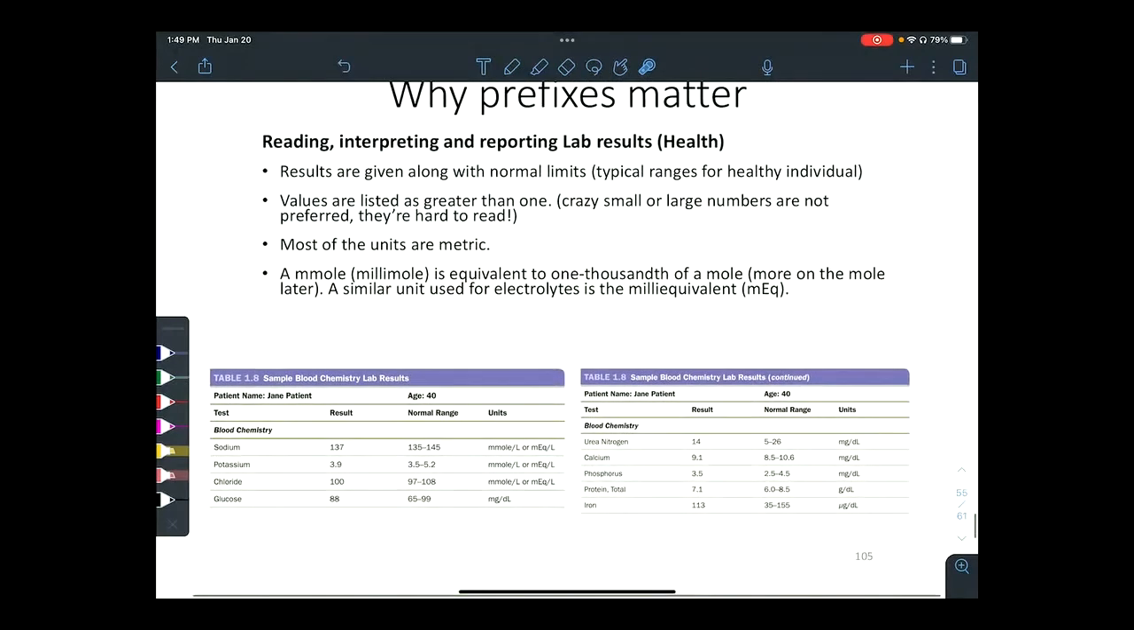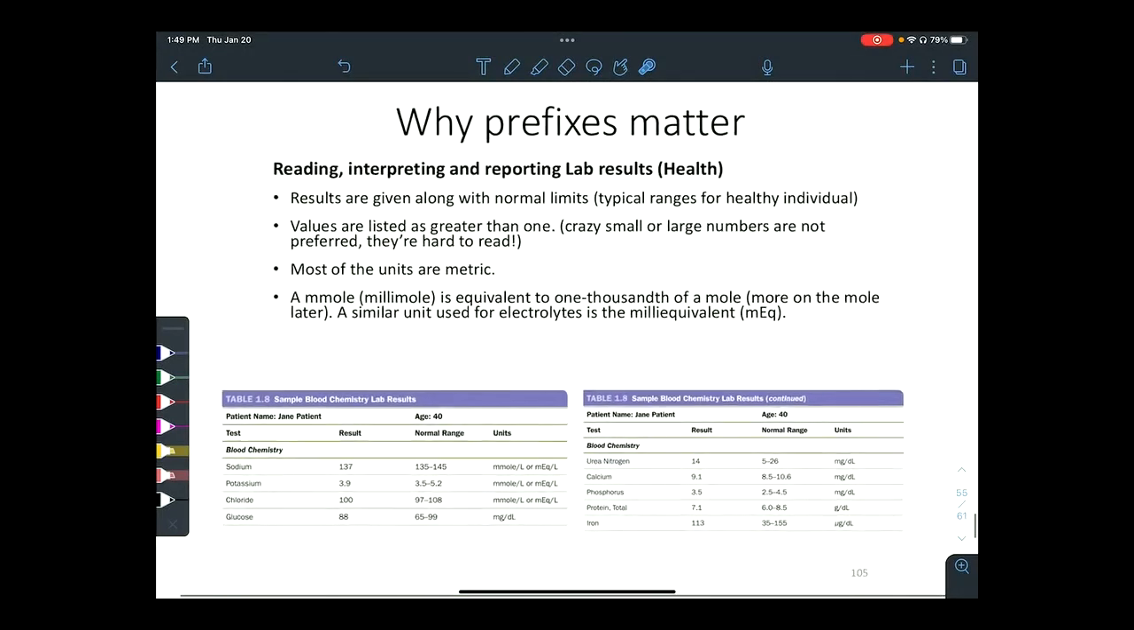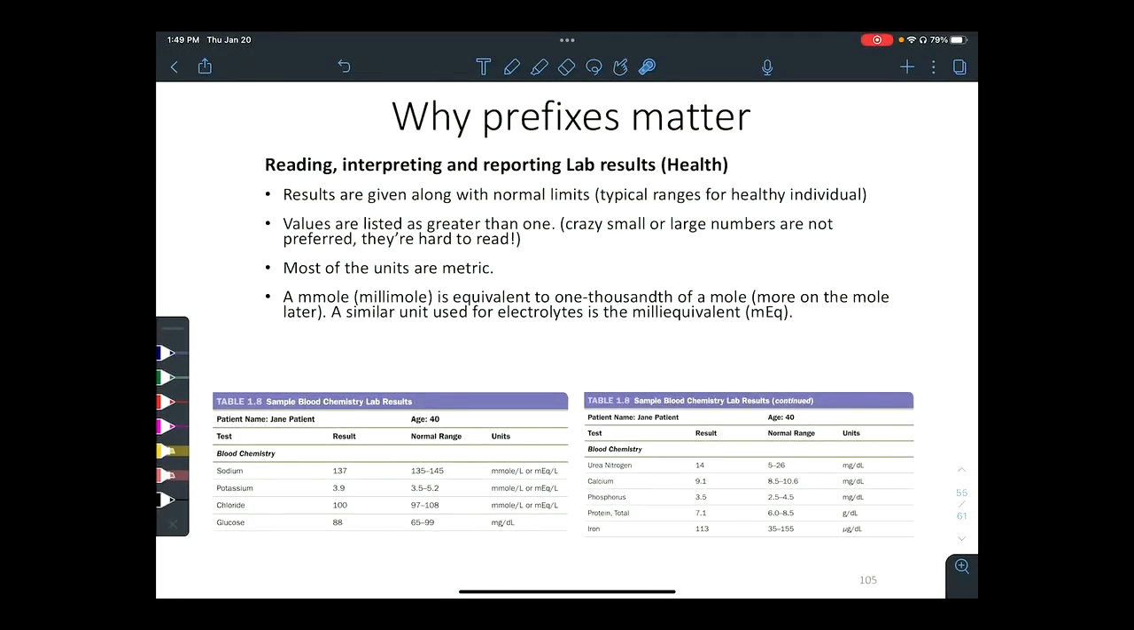So why do prefixes matter? Reading and interpreting lab results. If you've ever gotten blood work done and looked at the results, oftentimes you'll see numbers and they'll put flags if you're in a bad range, okay? They're measuring small quantities of elements or some type of chemical or protein in your blood, measuring how much you have and comparing it to a reference.